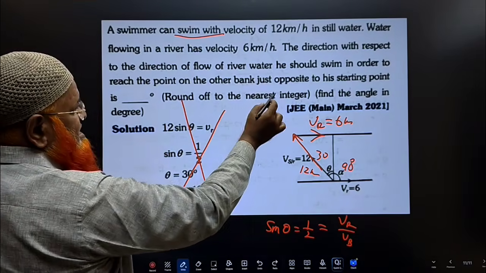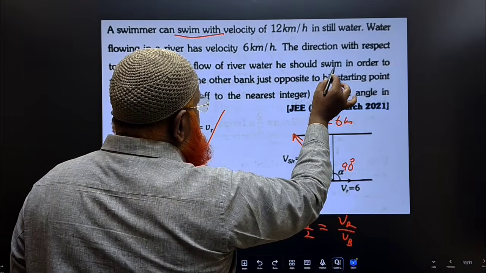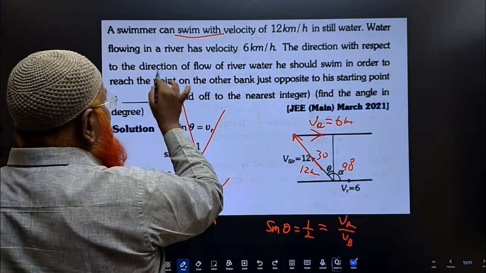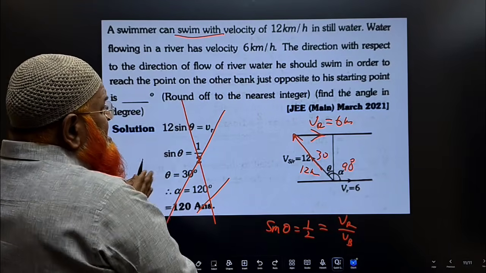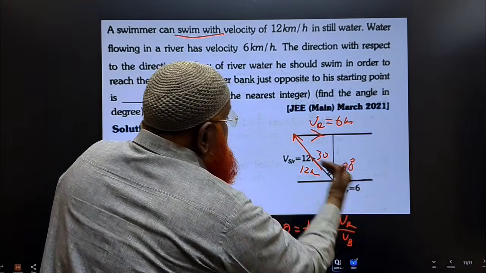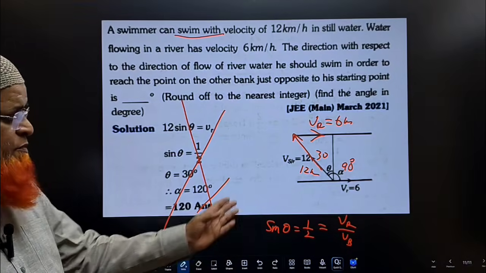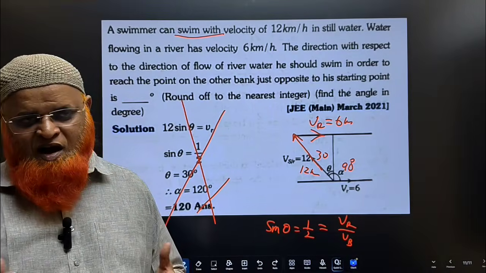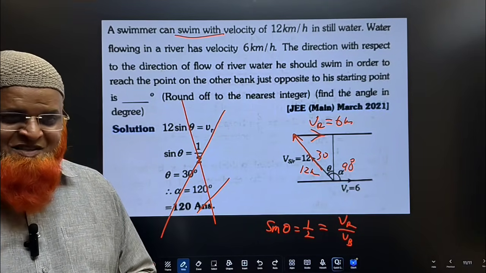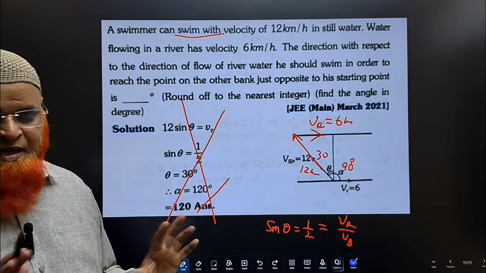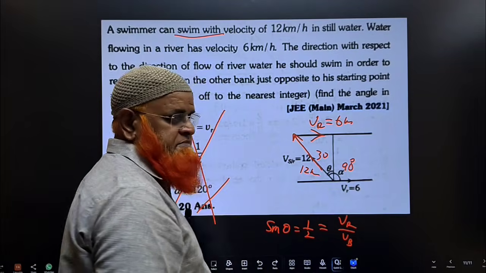So what is this question? The direction with respect to the direction of the river water in which he should swim in order to reach the opposite point. For that there is no formula; sin, cos, tan will not work. In physics you have to separate it: this is 90, this is 30.